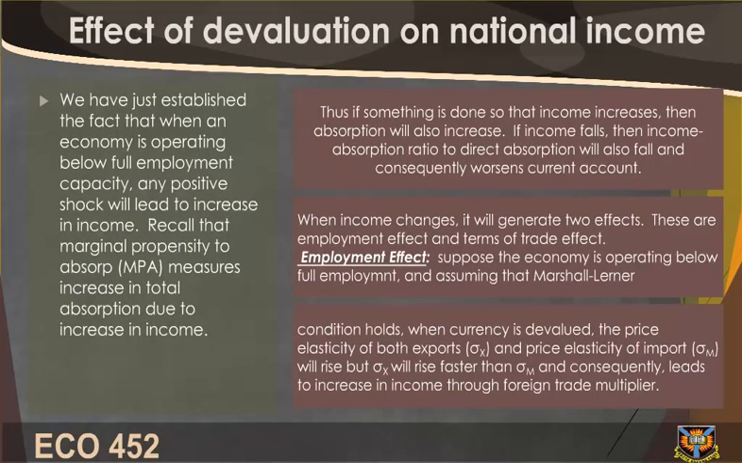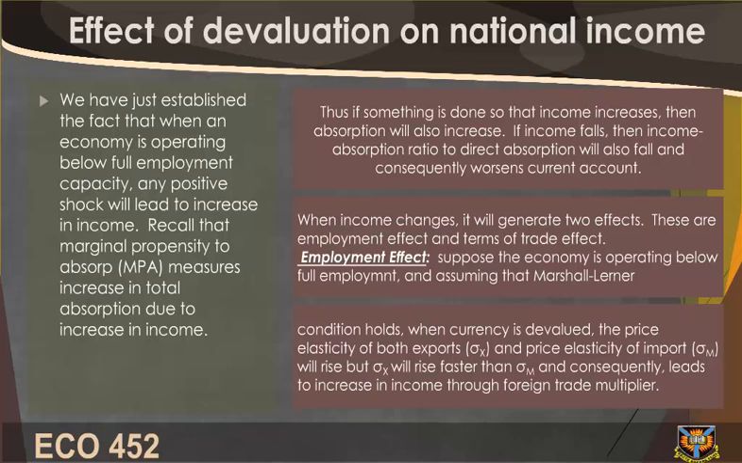Effect of devaluation on national income. We have just established the fact that when an economy is operating below full employment capacity, any positive shock will lead to an increase in income. Recall that the marginal propensity to absorb, MPA, measures the increase in total absorption due to an increase in income. Thus, if something is done so that income increases, then absorption will also increase. If income falls, then the income absorption ratio to direct absorption will also fall, and consequently worsens the current account.